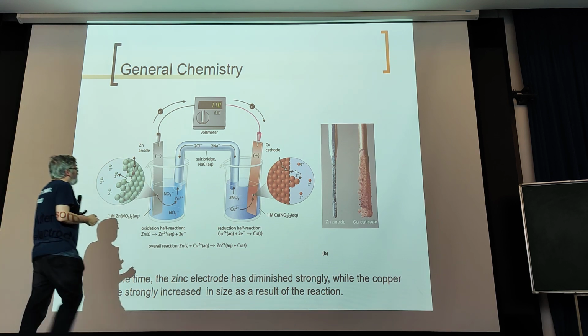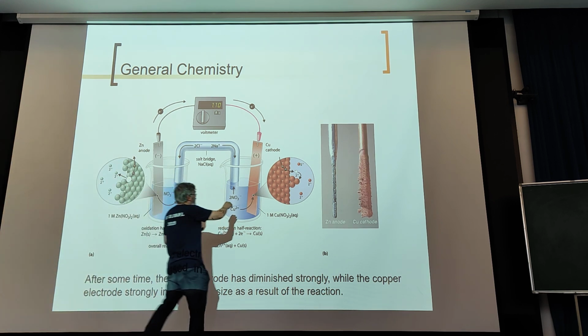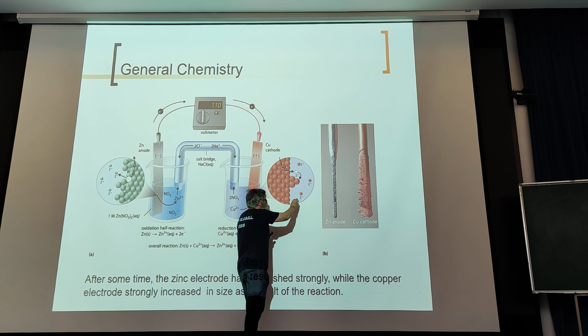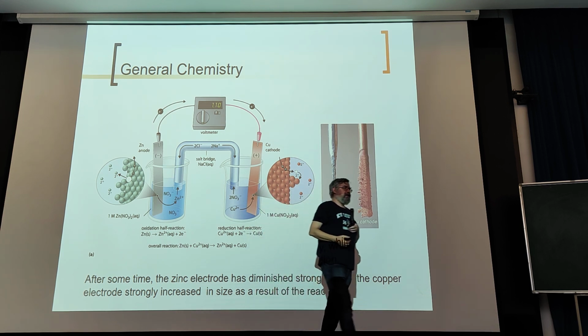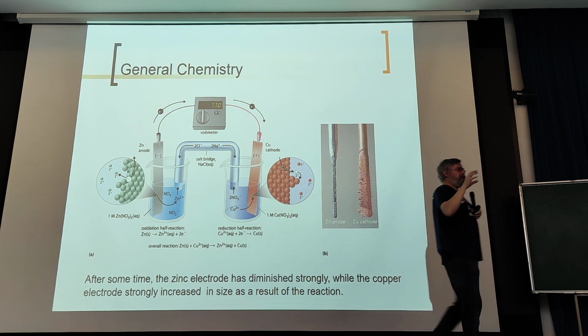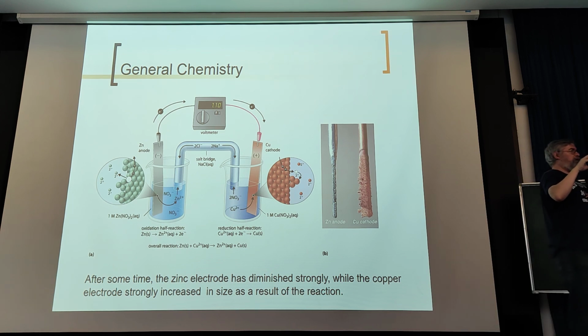At the same time, the electrons move here, and at the surface, copper 2 plus is going to the surface, not away from it, and is getting electrons, and the copper metal is being deposited onto the surface, and small crystals of copper are forming.